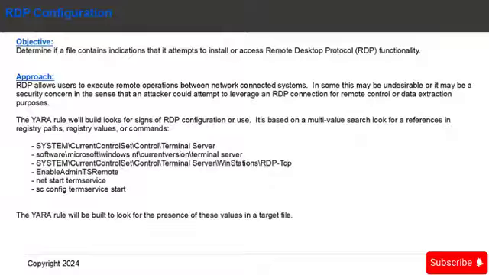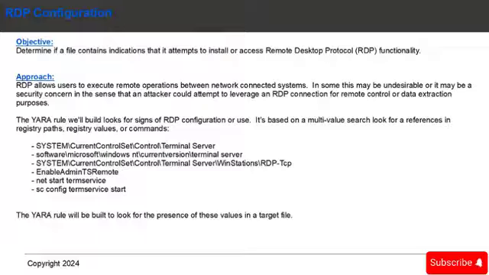Another common remote access protocol and configuration is RDP. This is the remote desktop protocol. It used to be called Terminal Server, Terminal Services from Microsoft. So you'll still see a lot of old references or backwards references to that technology, even though we're talking about RDP. RDP is the remote desktop protocol, and it allows users to execute remote operations between network connected systems. In some cases, this is likely undesirable or would be a security concern, in the sense that an attacker could attempt to leverage an RDP connection for remote control or data extraction purposes.